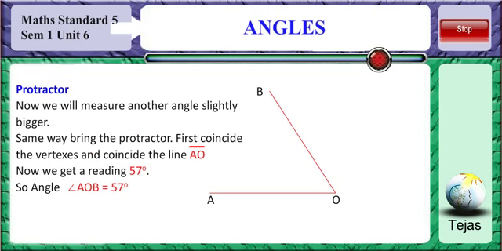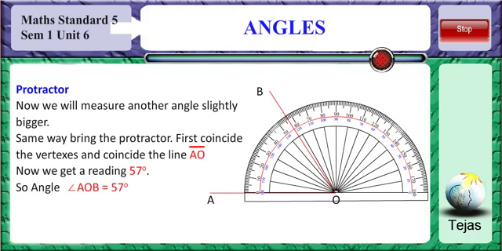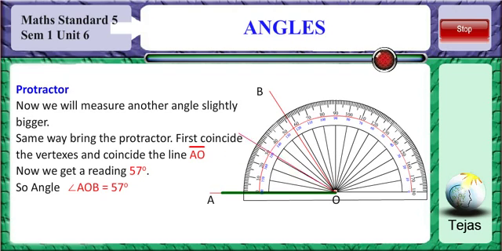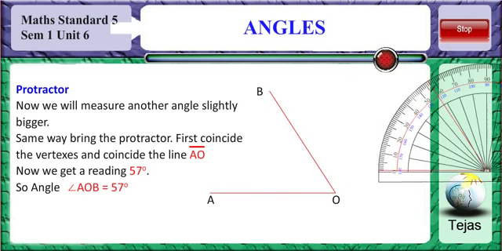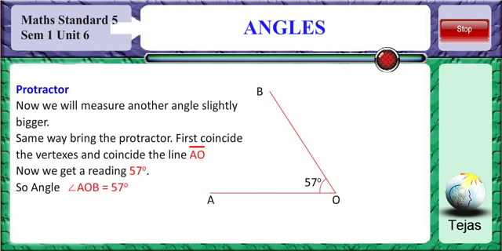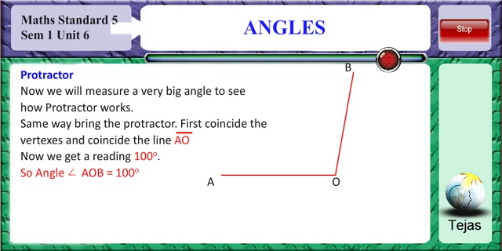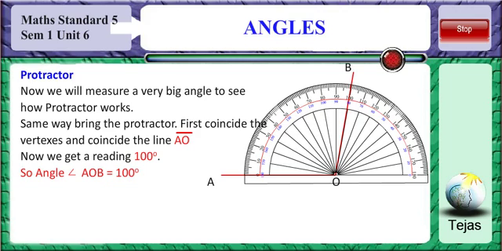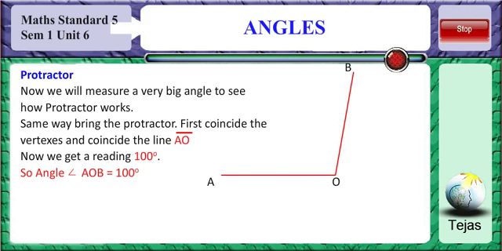Now we will measure another angle which is slightly bigger. In a similar manner, bring the protractor to first coincide the vertexes and then coincide the line AO. Now we get the reading 57 degrees. So angle AOB is 57 degrees. Let us now measure a very big angle and see how a protractor works. In a similar manner, bring the protractor to first coincide with the vertexes and then coincide the line AO. Now we get the reading 100 degrees. So angle AOB here is 100 degrees.